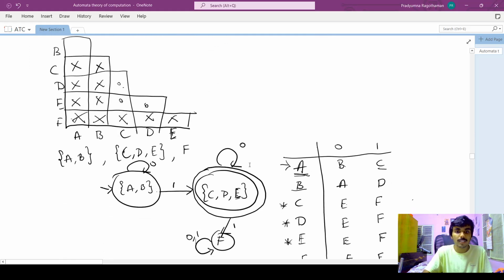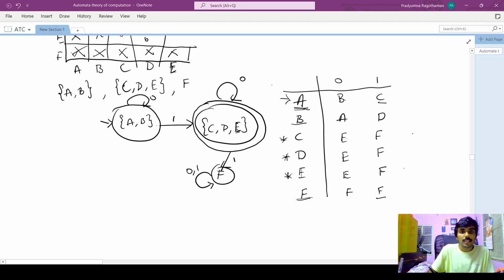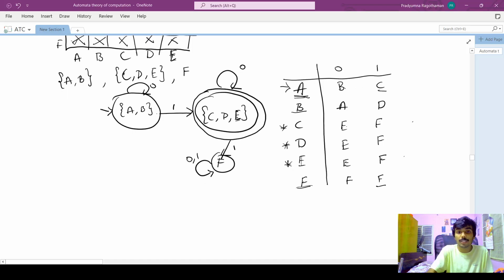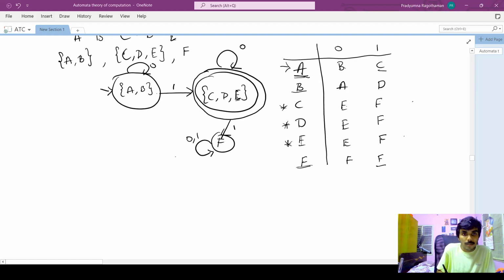Now let us prove the equivalence of these two automata. Instead of taking a new problem, let us take these two automata itself. We have the transition diagram, transition table of the initial automata over here. Let's have the transition diagram of this automata, the new automata that we have created. Let us mark these states with a new name. Let the state with AB be Q0, this state be Q1, and this state be Q2.